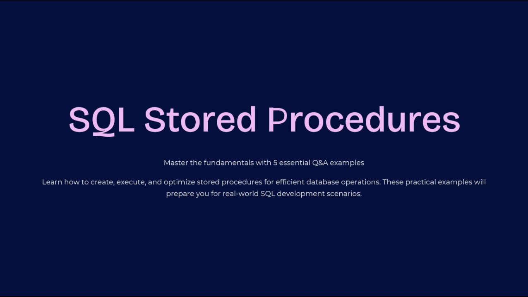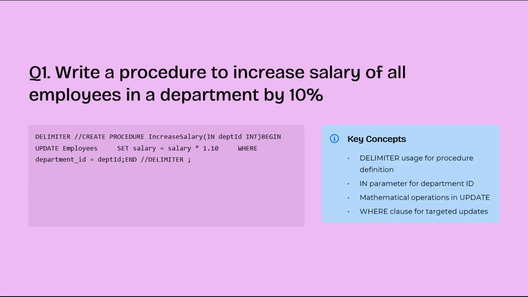These practical examples will prepare you for real-world SQL development scenarios. The first stored procedure is: write a procedure to increase the salary of all employees in a department by 10%. So, delimiter with symbol, create procedure increase_salary. The IN parameter is department ID, data type is integer.